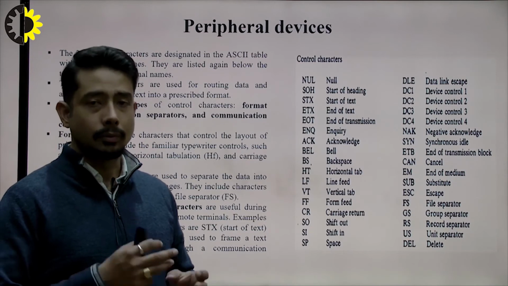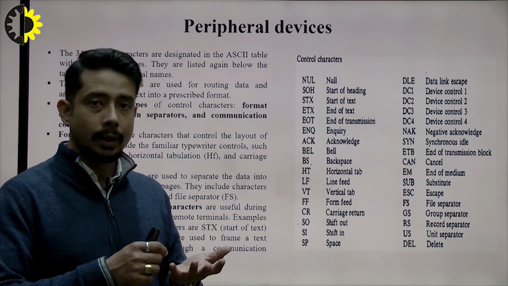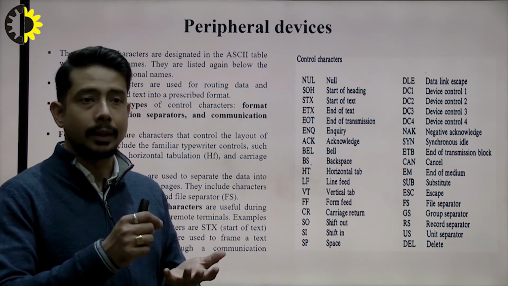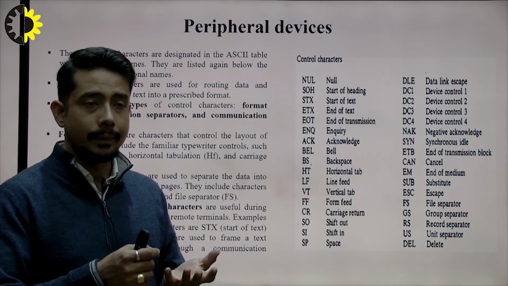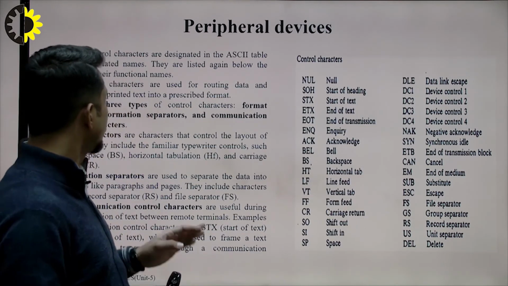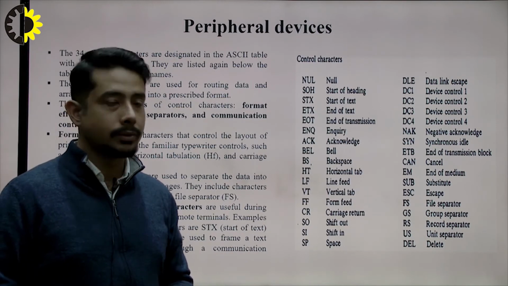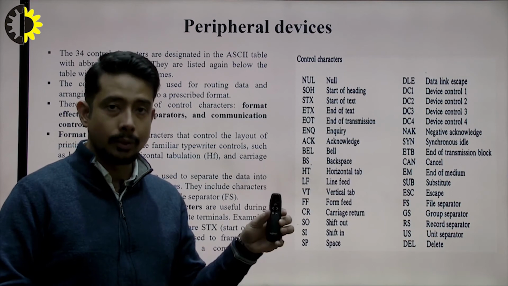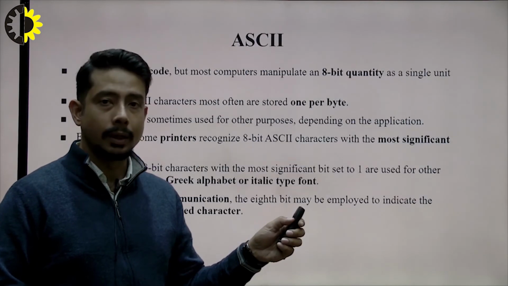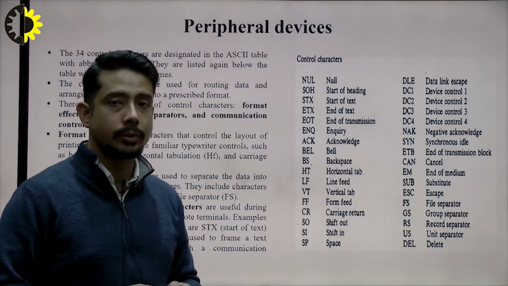Okay, now one more thing, why are control characters used? Control characters are used for transferring the data or for routing the data. And one more function of control characters is arranging the printed text into a prescribed format. As I've told you about device control, I am just controlling it, trying to move ahead or move beforehand. Okay, so like this you need to use the device controls.